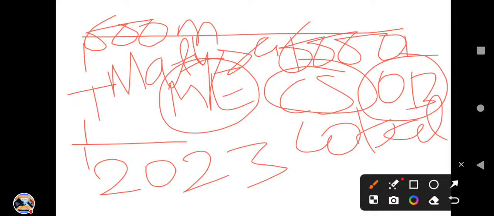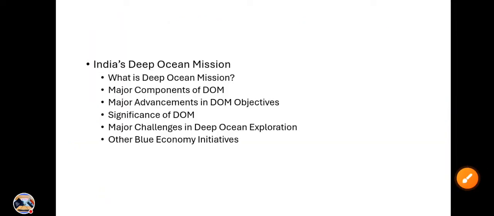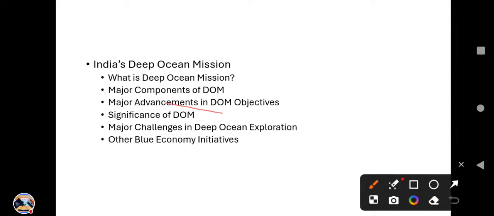Okay, and now the significance of the deep ocean mission. But before that, the major advancements in deep ocean mission objectives. What are the major advancements? Like Samudrayan and Matsya 6,000. Samudrayan was launched in 2021.